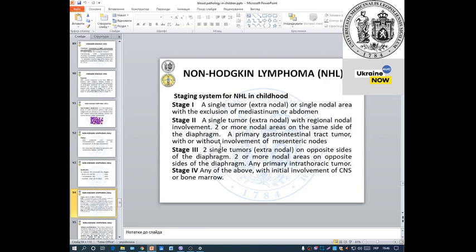There are 4 stages of non-Hodgkin lymphoma in children. First stage, a single nodal or extranodal area. Second stage, 2 or more nodal areas on the same side of the diaphragm. Third stage, 2 or more nodal or extranodal areas on opposite sides of the diaphragm. And fourth stage, any of the above with initial involvement of central nervous system or bone marrow.